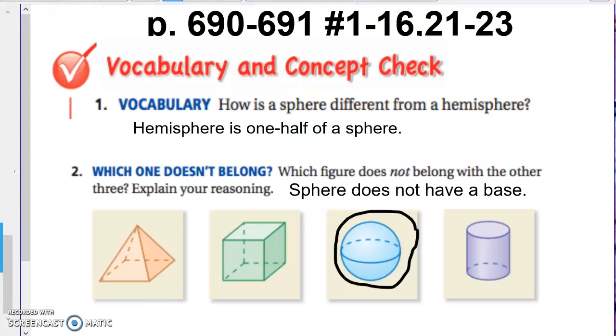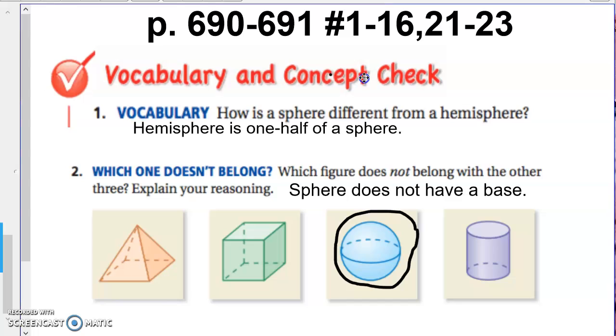All right, to get started on your homework assignment, you're going to be doing page 690 to 691, numbers 1 through 16, and then 21 through 23. I'm not quite sure why that little mark was, or excuse me, that doesn't look like a comma, but it should be a comma right there. Let me just move this down a little bit.